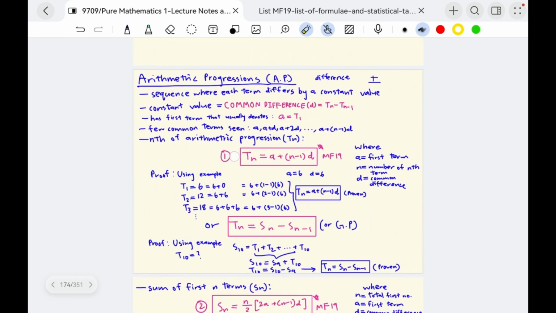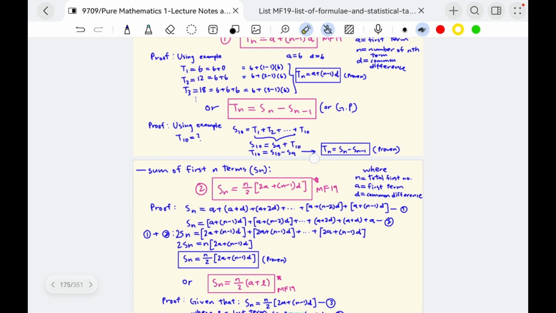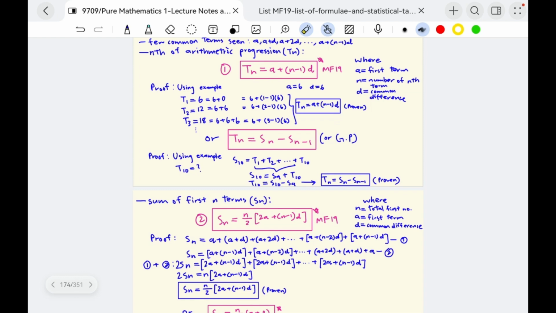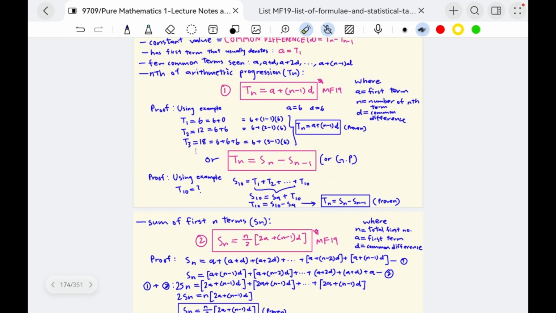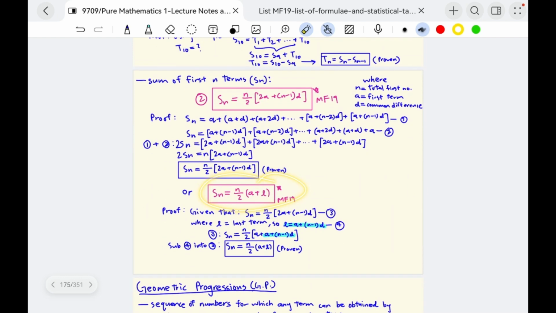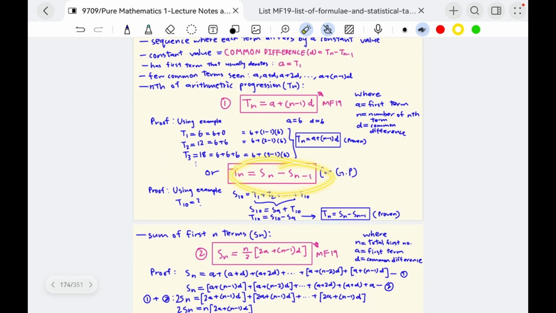Okay, so these formulas that I have written using the magenta colors also exist in the MF19. Only I label them with a star and MF19. So we have 1, 2, and 3. But this formula does not exist in the MF19. You have to memorize it by yourself.